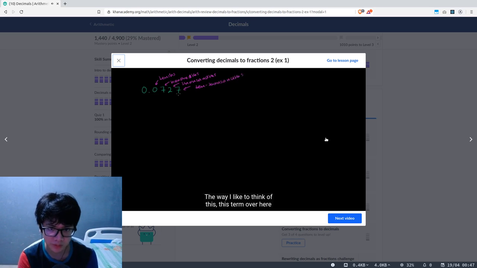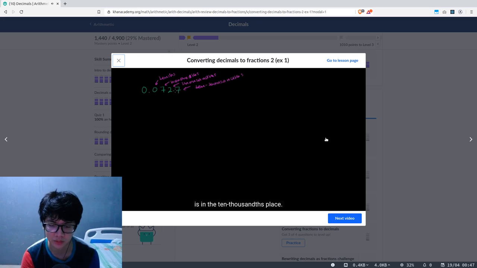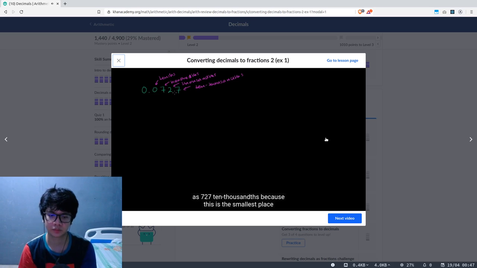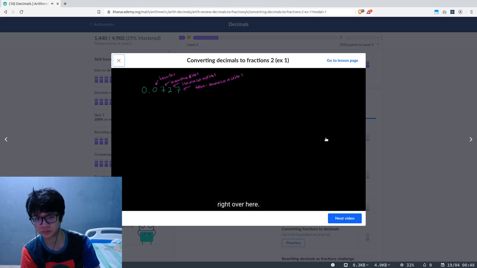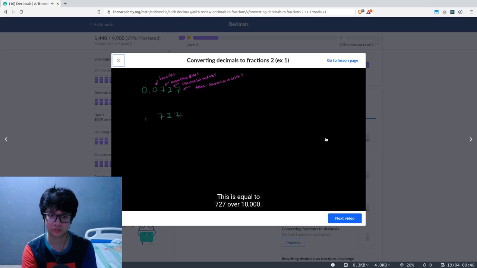The way I like to think of this, this term right over here is in the 10,000ths place. We can view this whole thing as 727 10,000ths, because this is the smallest place. So let's just rewrite it. This is equal to 727 over 10,000. And we've already written it as a fraction, and I think that's about as simplified as we can get.